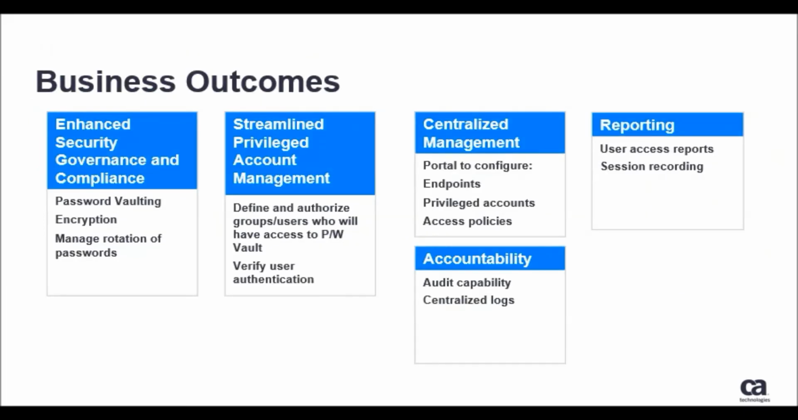The new CA PAM tool delivers the following business outcomes for your enterprise. Enhanced security governance and compliance with password vaulting, encryption, and managed rotation of passwords. Streamlined privileged account management through defining and authorizing what groups and users have access to the password vault and authentication. Centralized management through a portal to configure endpoints, privileged accounts, and access policies. And accountability and reporting with exceptional audit capability, centralized logs, users' access reports, and session recording.